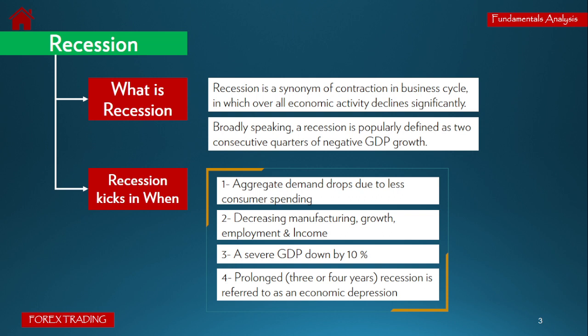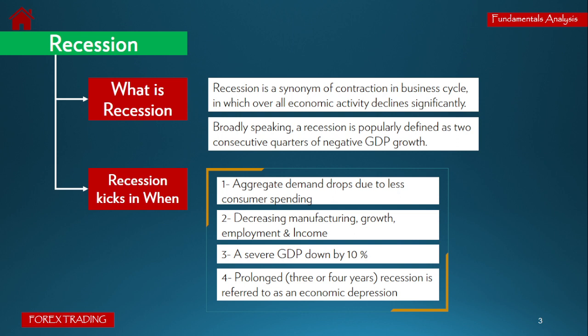And recession kicks in when we have these four indicators coming to the surface. For example, number one, aggregate demand drops due to less consumer spending. So consumer spending is low. Number two, decreasing manufacturing growth, employment, and income. So all these decreasing indicators. Number three, when GDP falls by almost 10%. So this is one of the main indicators of a recession.